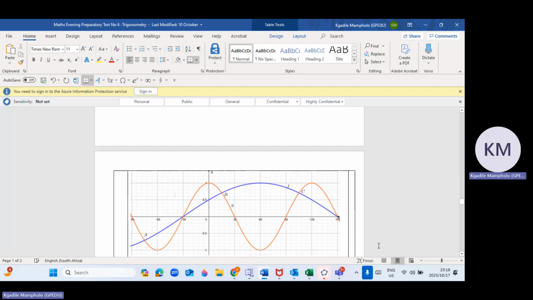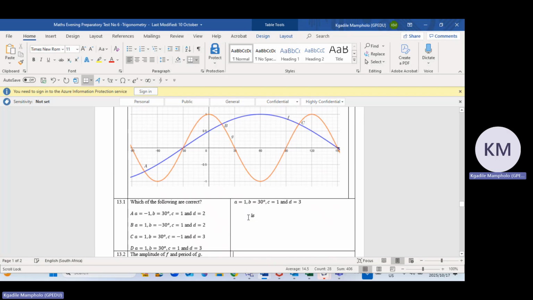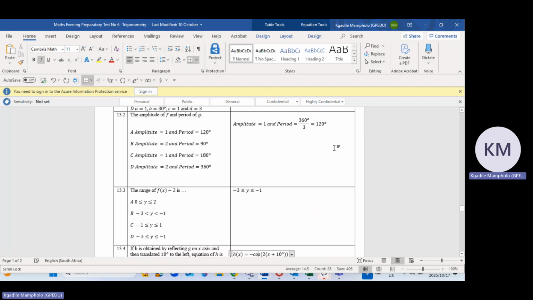Let me check. The period will be, here is 30. It means 30 is the third of 90. It means now the value of d will be 3, because now 3 times 30 is 90. So the amplitude will be 1, but the period will be 360 divided by the coefficient of x, which is 3 in this case. Then the answer will be 120 degrees.